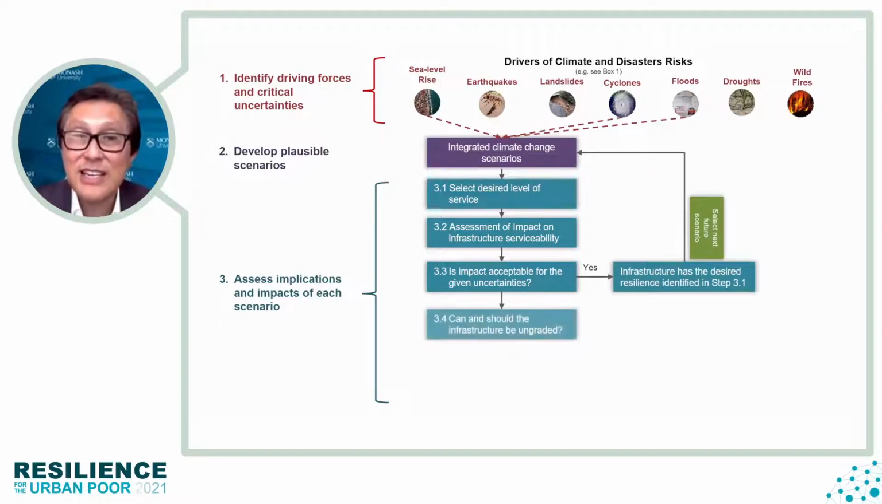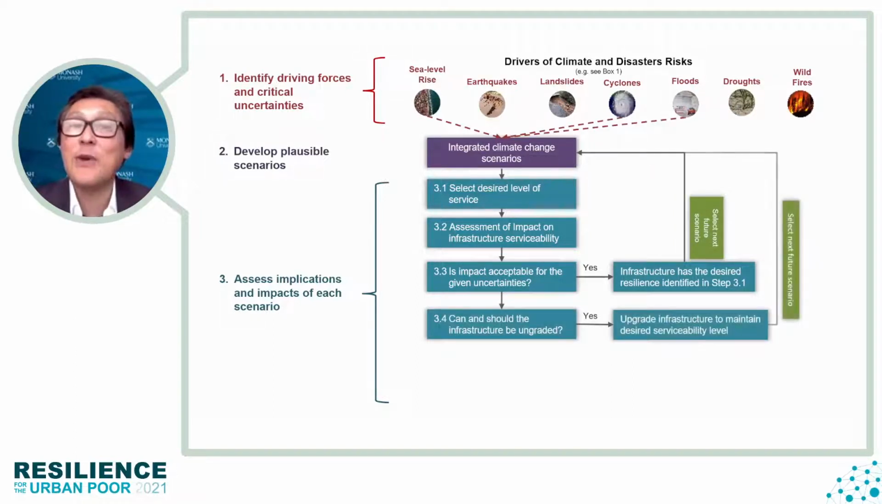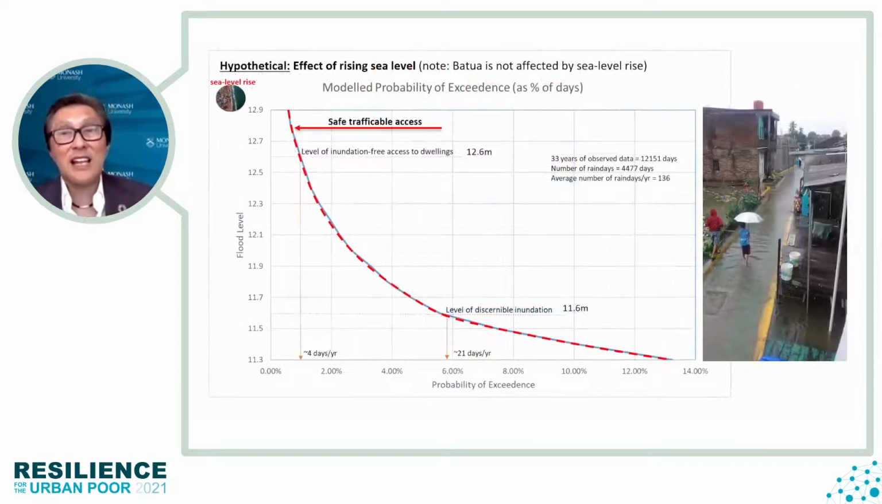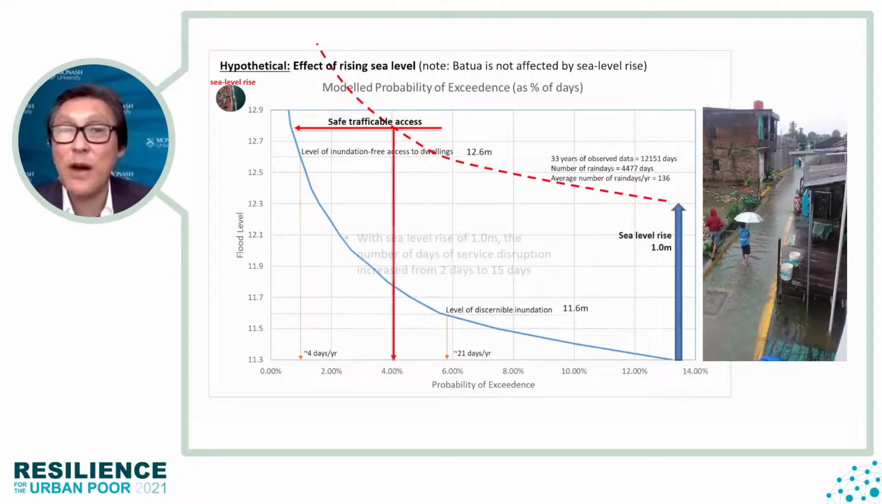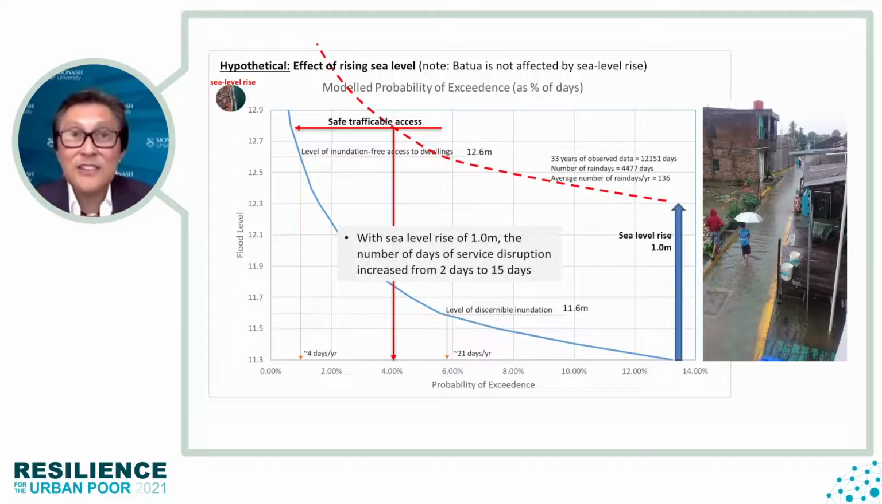But if it is not acceptable, then we have to ask the question, can we upgrade the infrastructure, lift it higher? And if we can, then of course we would update the infrastructure and then test a different climate change scenario. But some of the other climate change scenarios that we could test, for instance, is sea level rise. Same curve as you can see in here. And this time the sea level rise, we tested against a 1 meter sea level rise, and the flood curve would increase vertically. And now you find that the level of disruption has increased from 2 days to 15 days.